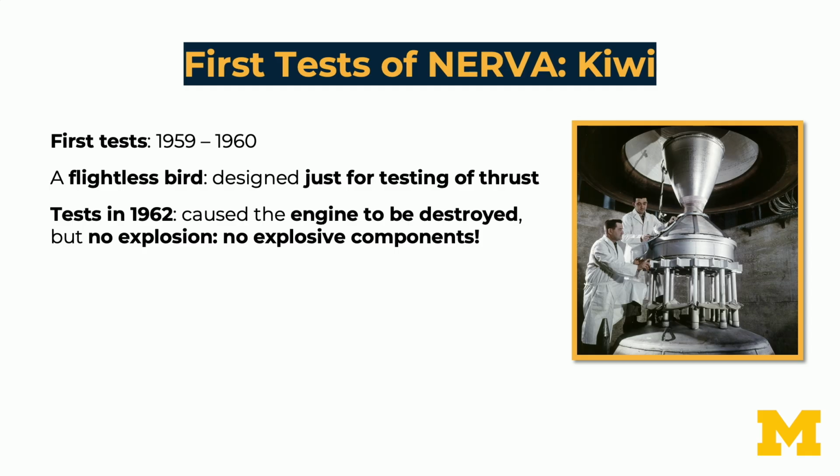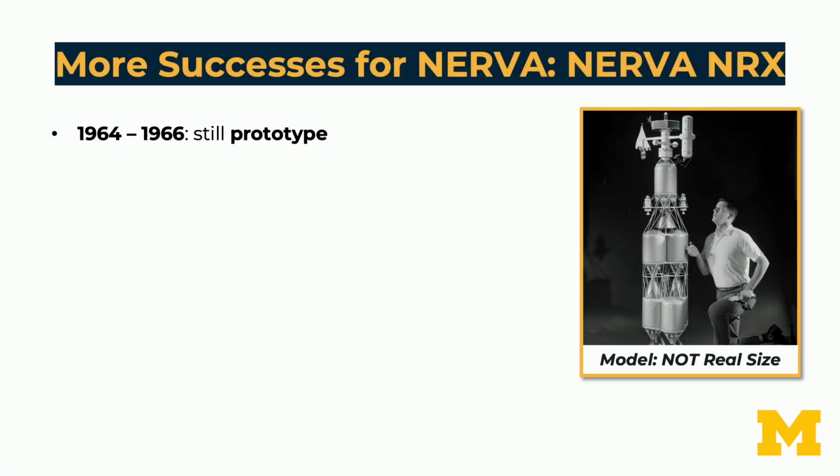But if you've ever watched any YouTube videos of a rocket being destroyed, you know that it's a gigantic ball of flames. But in this case, basically the nuclear power plant failed, but there were no explosive components at all. And so nothing actually exploded, which is one of the beautiful elements of a nuclear thrust engine, is that if it fails, it doesn't explode, which is great. The next test that was done was in 1964 through 1966. This is still a prototype. This was the NERVA NRX.